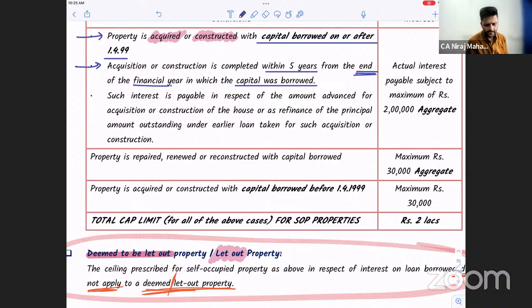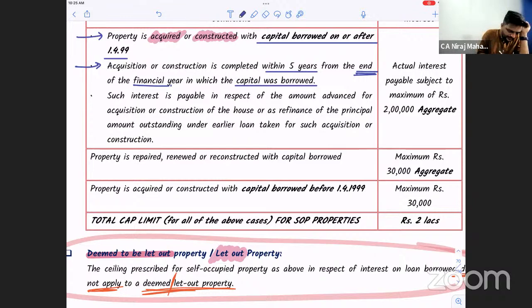Within how much time should the purchase or construction be completed? Within 5 years from the end of the year in which the loan was borrowed. Correct? Normally, practically, it should be 2 years, 3 years. So here they have given you 5 years. Okay.